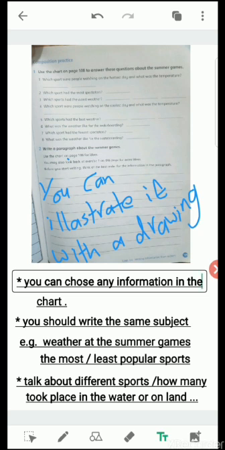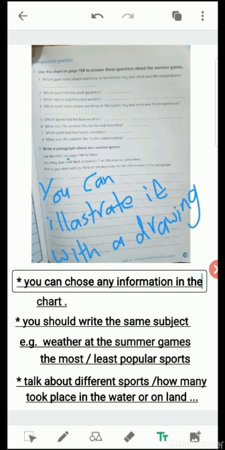Weather at the summer games. You can talk about the weather in these sports. You can say the most or the least popular sports. From the number of spectators you can conclude the most and least followed, or the most and least popular, among these sports. You can talk about different sports. You can talk about different sports in terms of what? How many took place in the water or on land. You can talk about the sports that take place in the water and choose from them, or talk about the sports that take place on land.